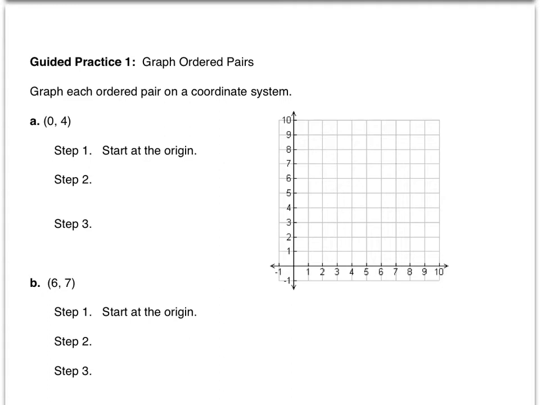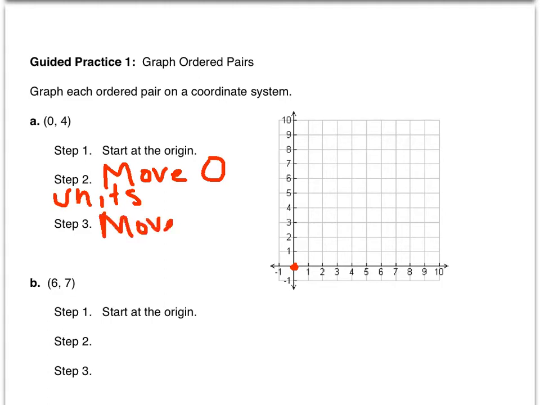Let's look at a couple together in guided practice 1. We'll graph each of these ordered pairs on a coordinate system. In example A, (0, 4), once again we start at the origin. And step 2 is we're going to move 0 units. So we're going to stay at the origin because the x-coordinate is 0. In step 3, we will move up 4 because the y-coordinate is positive 4. So we'll draw our dot at (0, 4).